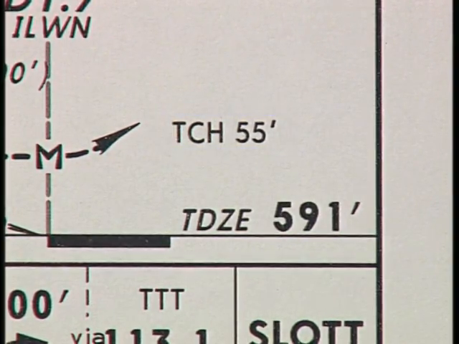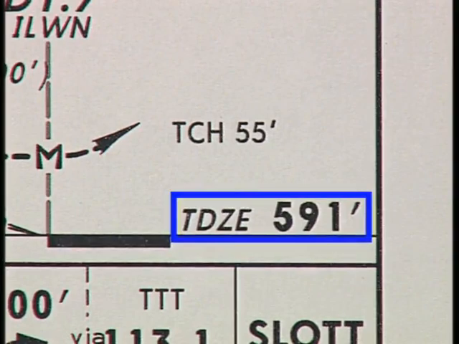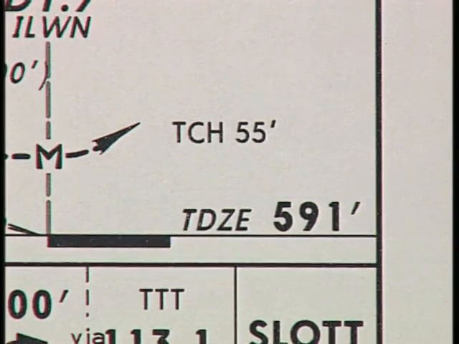A threshold crossing height is not shown on non-precision approaches. The touchdown zone elevation, or TDZE, is shown next to the runway symbol. This is the highest elevation in the first 3,000 feet of the landing surface. It may be different than the airport elevation, which is the highest point of an airport's usable runways.